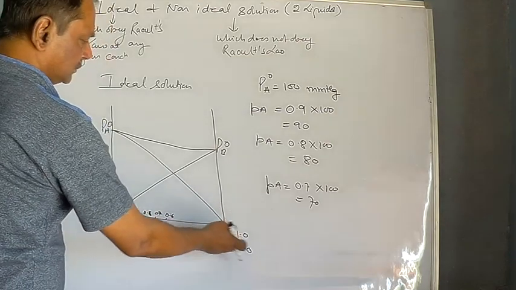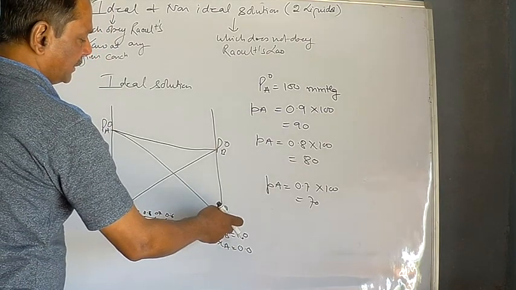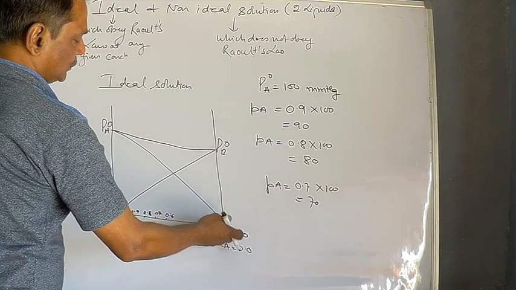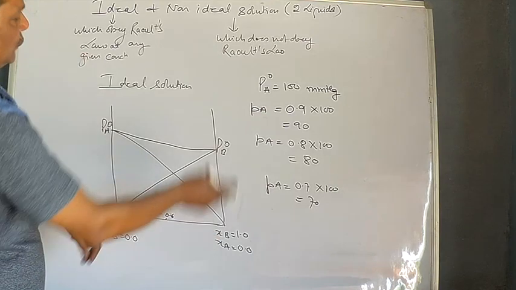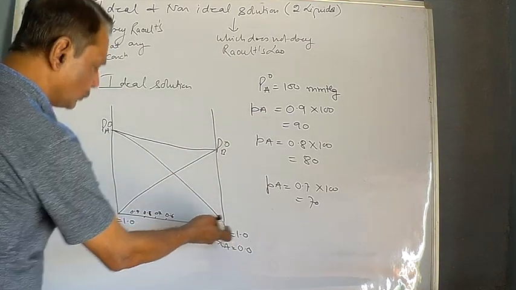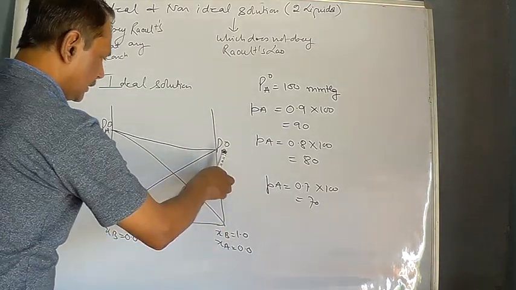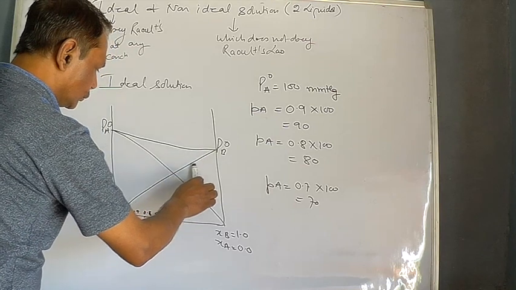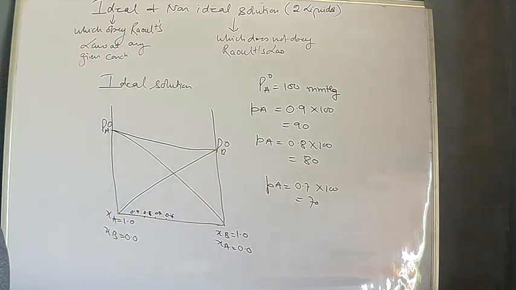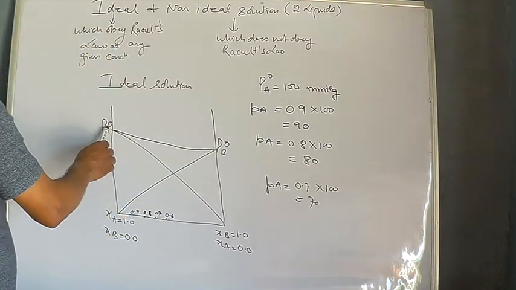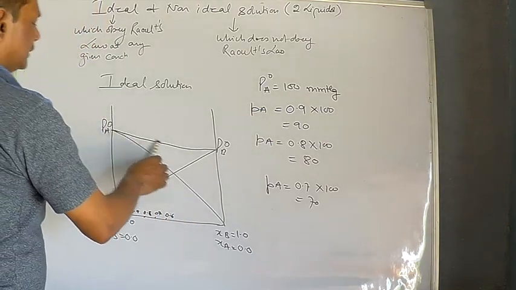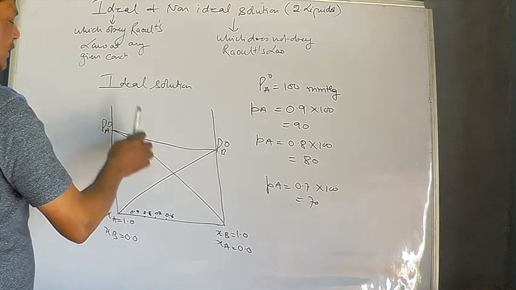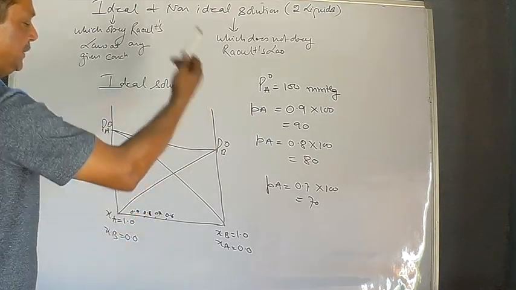Similarly here liquid B was present, and in the same way it was corresponding to PB0, and if you put liquid A in liquid B, the mole fraction of B goes on decreasing here, and you see the vapor pressure of B also goes on decreasing. And now I am going to join these two lines, PA0 and PB0. So this line, this curve indicates vapor pressure of solution at any given concentration.